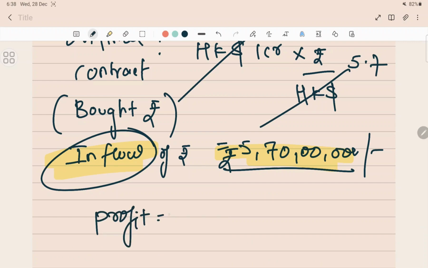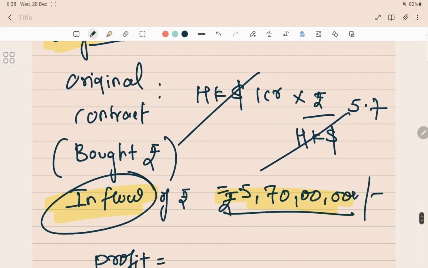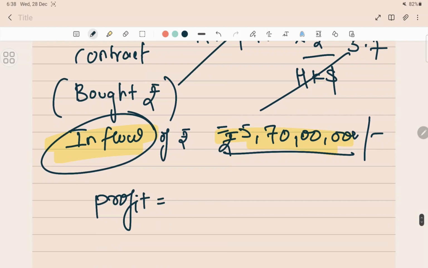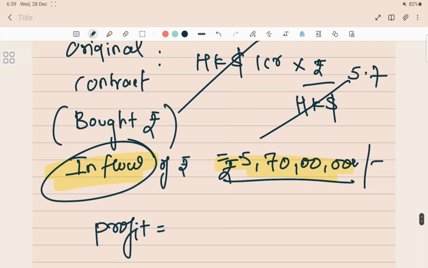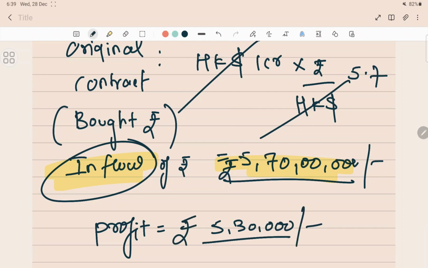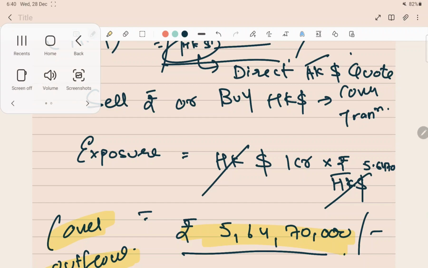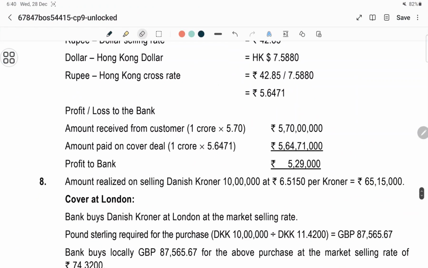Hence the profit, if you subtract, 5 crore 70 minus 5 crore 64 lakh 70,000, is 5,30,000 rupees. Let's check the institute answer. The profit is 5,29,000. We were getting 5,30,000.